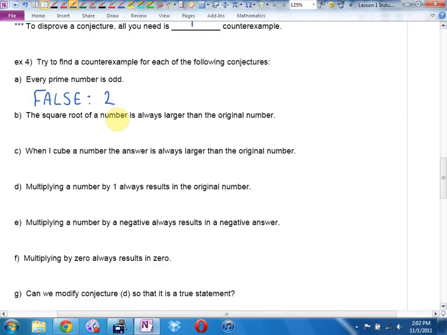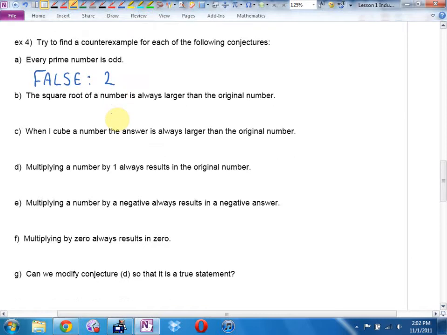B. The square root of a number is always, you know what? Here's my first typo. Cross out the word larger and put the word smaller. The square root of a number is always smaller than the original number. True or false? And if false, provide a counterexample.